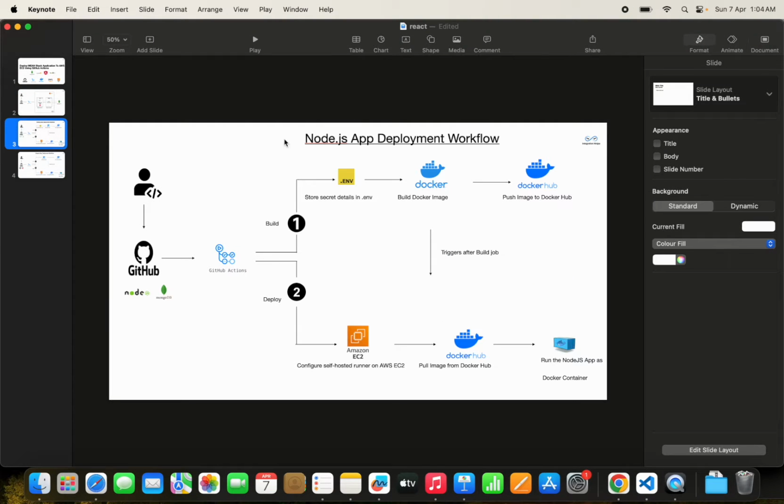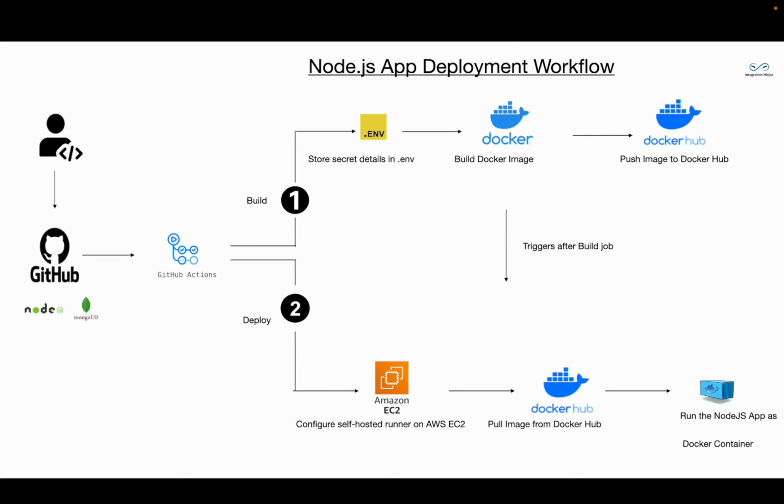First step is that we are going to deploy the Node.js application. For that, we will run our CI/CD workflow. We'll create a workflow file and define two jobs there. One will be the build job and another will be the deploy job. In the build job, we will build a Docker image and publish it to Docker Hub. For the deploy job, we are going to register a runner on the AWS EC2. So we'll have direct access to our EC2 instance, and there we can pull the image from Docker Hub and run the Node.js app as a container.